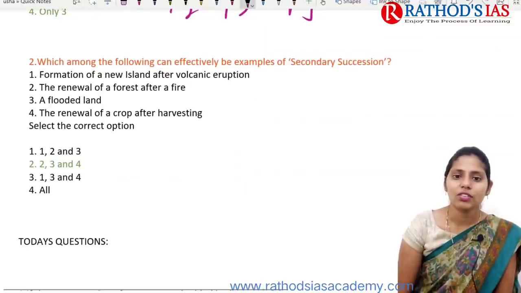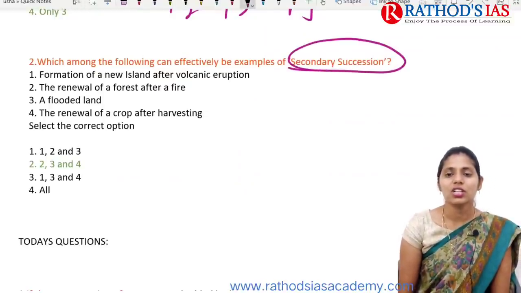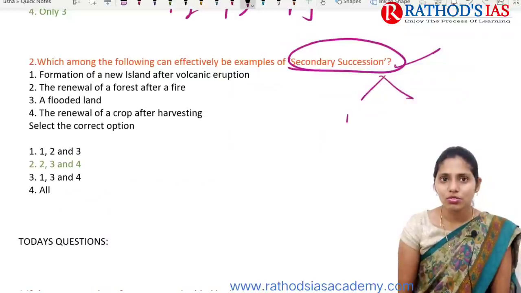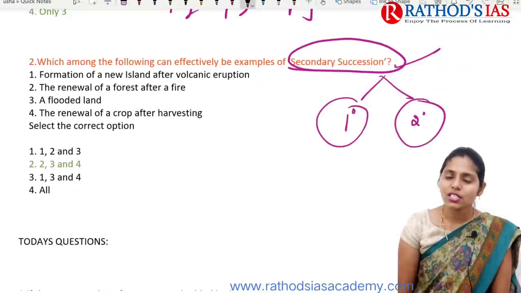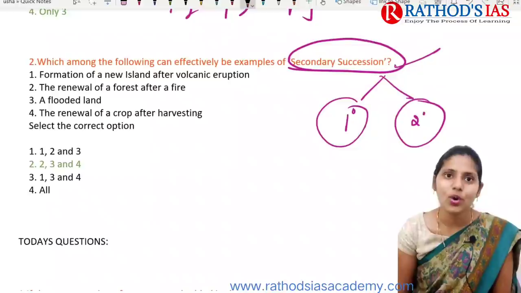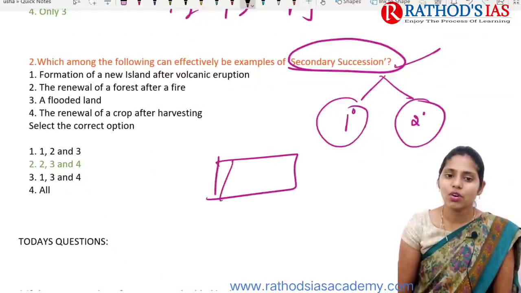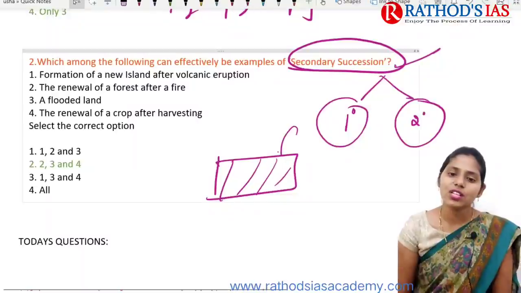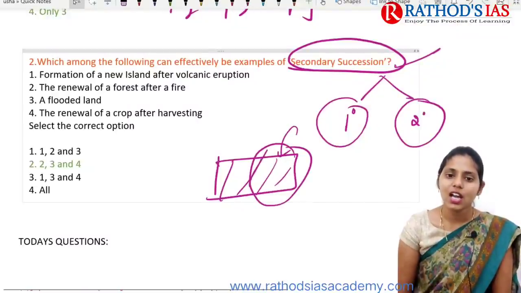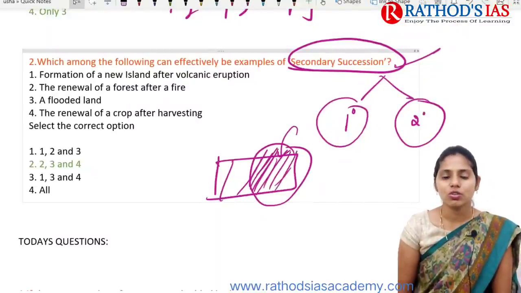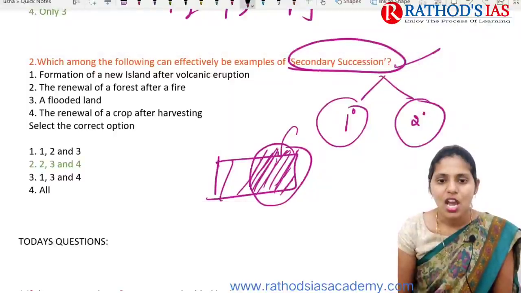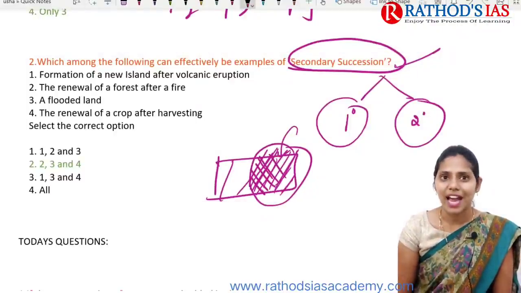And the next question is regarding secondary succession. In succession we have two types, primary succession and secondary succession. So what is secondary succession? I will give you one example to understand the concept. For example, let us take that this is a forest that is present. Because of a forest fire, what happened? Let us take that this area was affected by forest fires, and the plants that were present became ashes here.